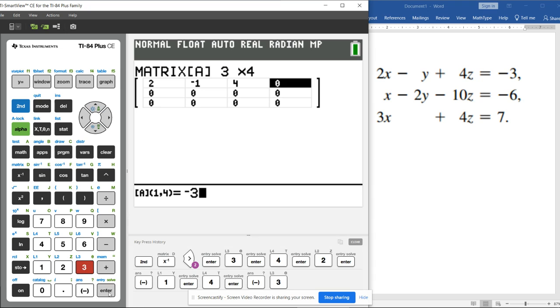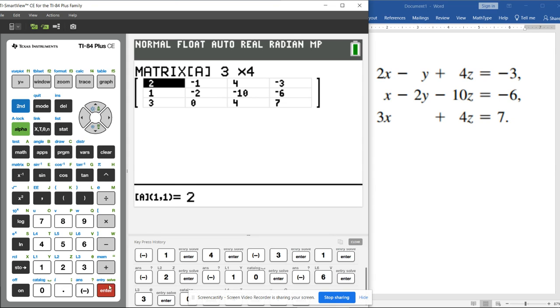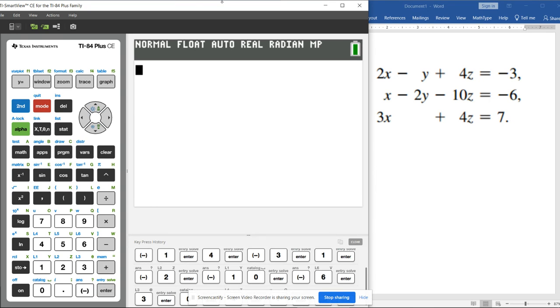4, -3, and it will just automatically go to row 2. I have 1 x, -2 y's, -10 for my z's, and -6 for my constant. And on the last row, I have 3 x's, 0 y values, 4 z's, and then +7 for my constant. So here is my matrix on the screen, and you just want to hit second quit after you're done editing your matrix to leave the matrix portion. That just takes you back to your main screen.